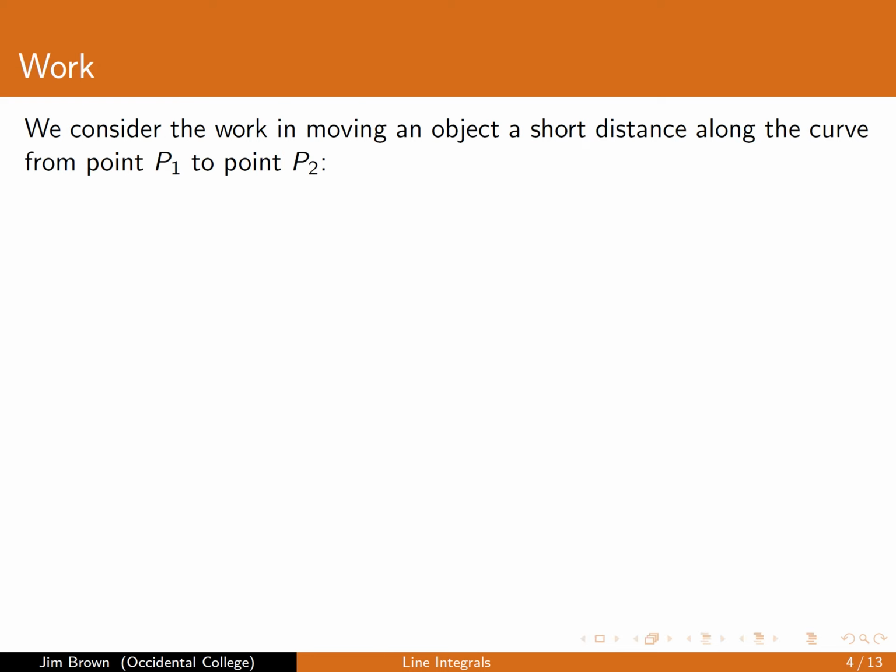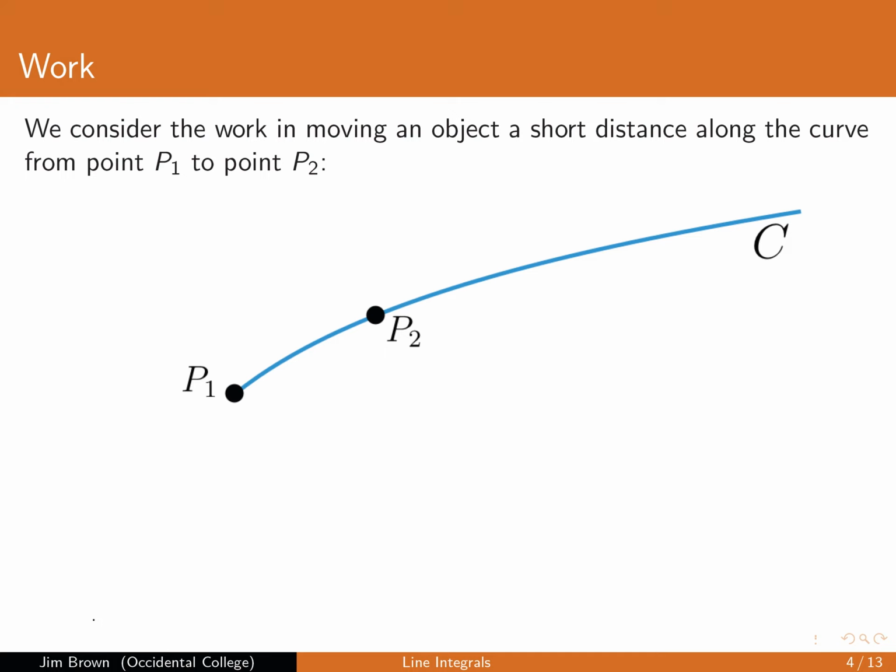So instead of talking about moving along the whole curve, if you remember from Calc 2 or Calc 1, usually when we're setting up integrals, what we end up doing is breaking things up into small pieces, figuring out what's happening on the small piece and then adding all those pieces up. So we're going to do the same process here. We're going to take just 2 points on the curve and assume these points are close together. And we're going to approximate how much work is done in moving an object just from P1 to P2.